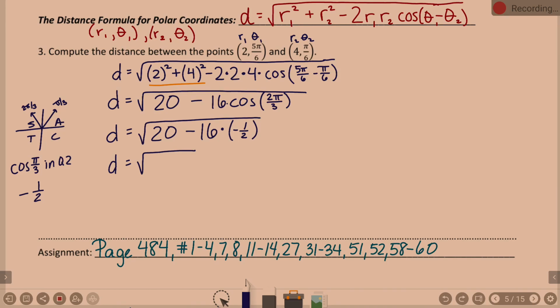And square root of 28, okay, would be reduced to 2 square root of 7. Okay. 16 times half is 8. Negative times negative is positive. Plus the 20. So 28. I do agree it's 2 square root of 7. And then as a decimal, could you get the decimal? You could. And I have it as a decimal on my paper, which means that might be what the answer key has.